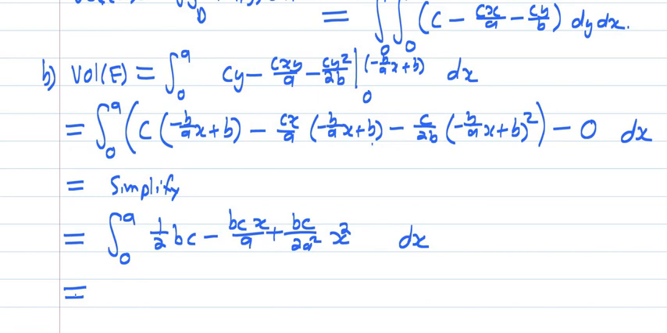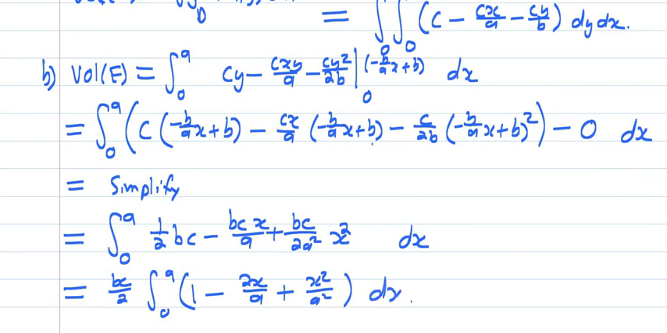All right, now I'm going to be smart. It's good to be smart. So I'm going to take out a common factor of bc over 2. So I'm left with the integral from 0 to A. If I take out bc over 2, I'm left with 1 minus 2x over A plus x squared over a squared dx.